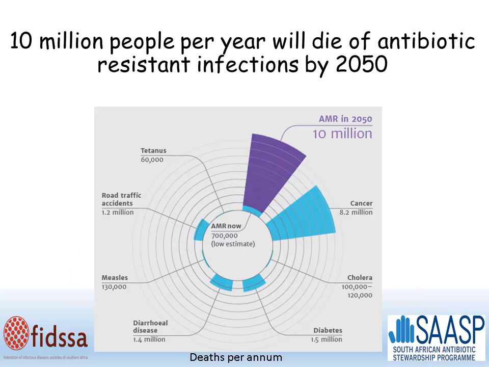This slide is a projection of what we're likely to see by 2050 if nothing is done to address the problem of antibiotic resistance. You can see that at this time point there would be 10 million deaths from antimicrobial resistance per year, which would be greater than the number of deaths from cancer worldwide.